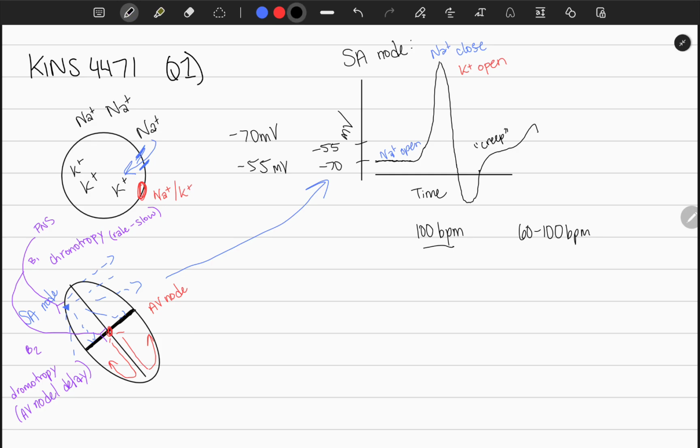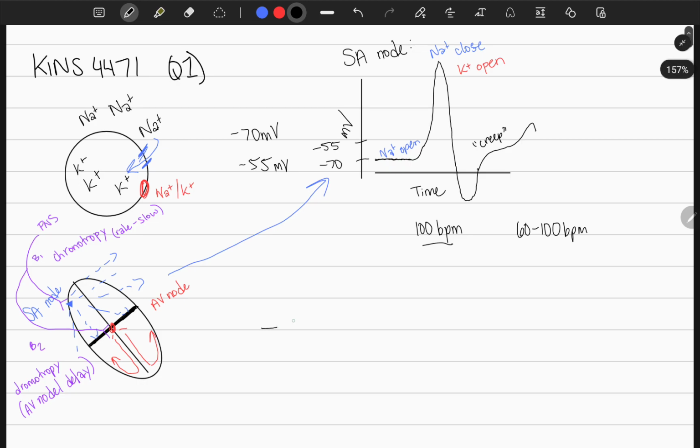This can be seen in an EKG. Hopefully you remember that P wave, QRS complex, and T wave. The P wave is the atrium depolarizing. QRS is essentially the ventricle depolarizing. And the T wave is the ventricle repolarizing or relaxing.